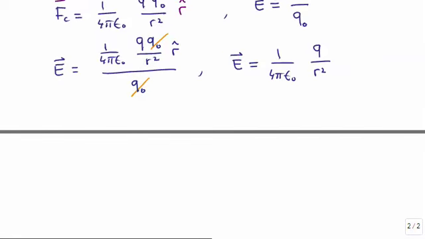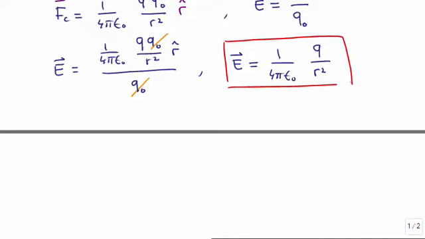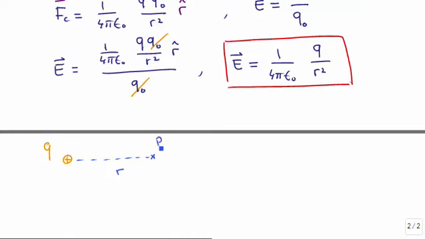Therefore, if we are interested in the electric field generated by a point charge Q some r distance away from the charge at a point P, that electric field is going to be in radially outward direction, and its magnitude is going to be equal to Coulomb constant times magnitude of the charge Q divided by the square of the distance to the point of interest.